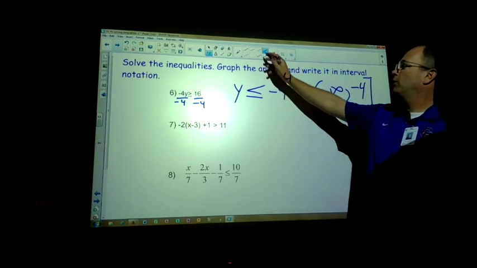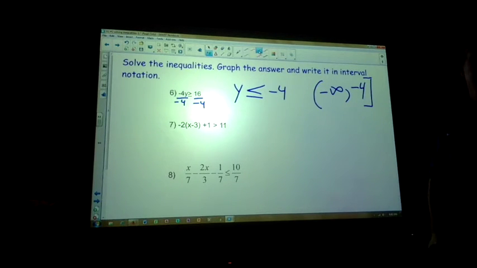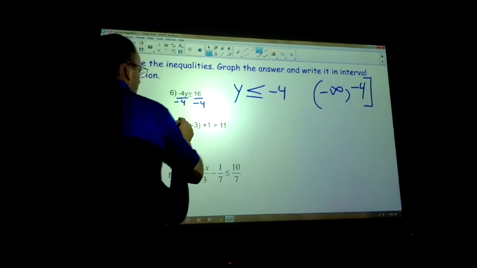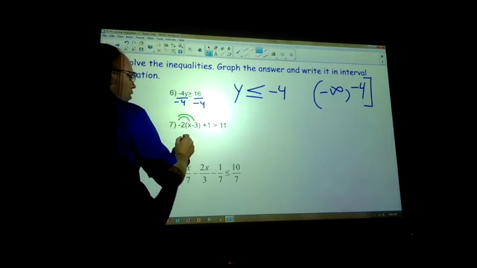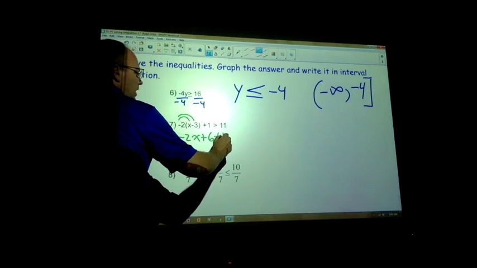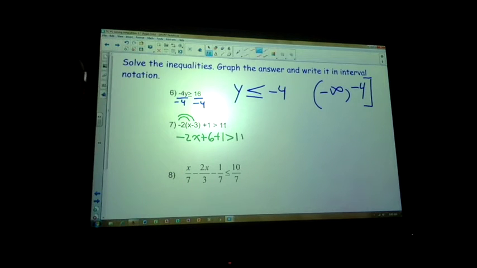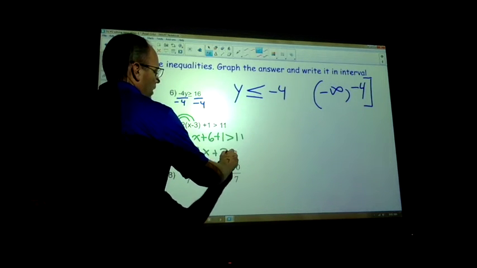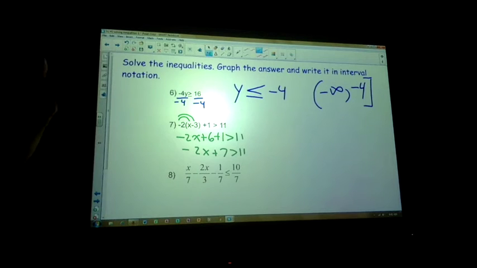What does it appear I need to do on number 7 first? Distribute. Is the sign going to flip at this second? No, I'm just distributing a negative over the parentheses. It's when I have to move it to the other side of the parentheses that I need to worry about it. Does that seem okay so far? Combine like terms, so I get negative 2x plus 7 is greater than 11. And then what?